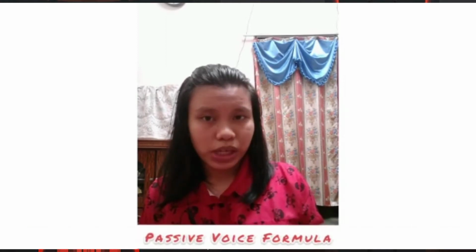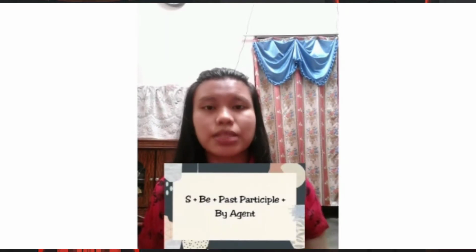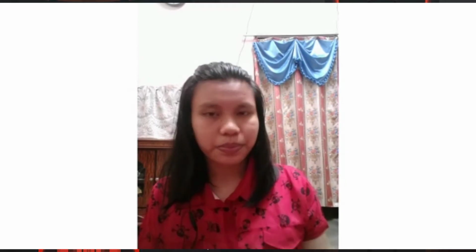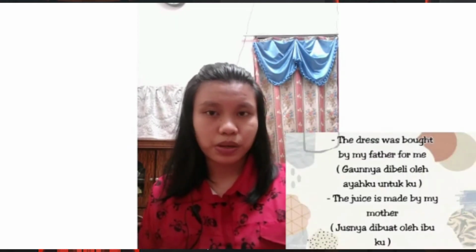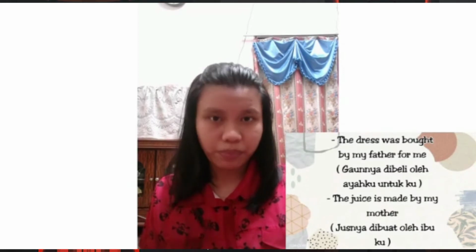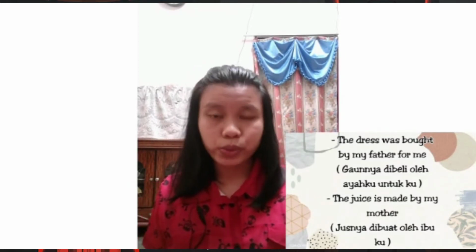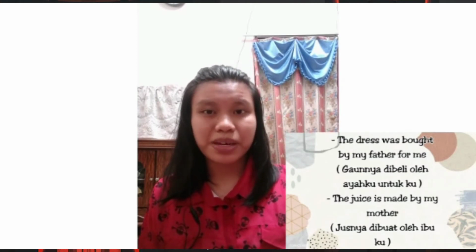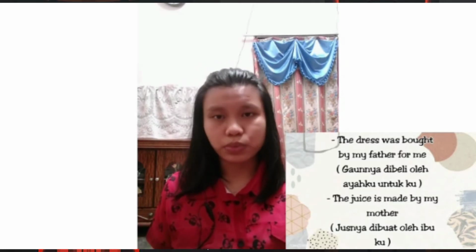Passive voice formula: subject plus be plus past participle plus by agent. For example of the passive voice, the dress was bought by my father for me. Gaunnya dibeli oleh ayahku untukku. The second is, the juice is made by my mother. Jusnya dibuat oleh ibuku.